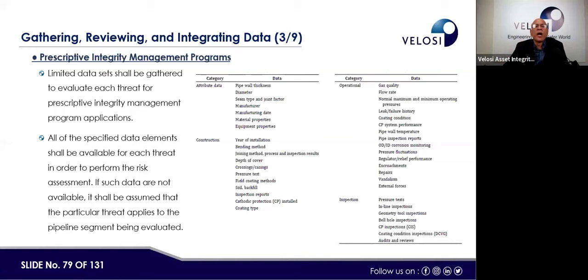It says what we need normally: pipeline wall thickness, diameter, seam type and joint factor, manufacturer data, material properties, then year of installation, bending method, field coating methods, then operational data like gas quality, gas flow rate, leak and failure history, and then inspection data like pressure test, inline inspection, DCVG survey, direct inspection, and so on. So this is all data you need, both in prescriptive as well as in performance-based.